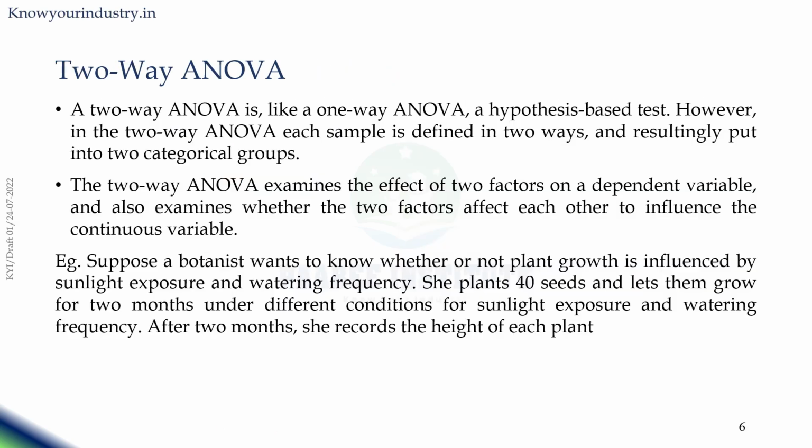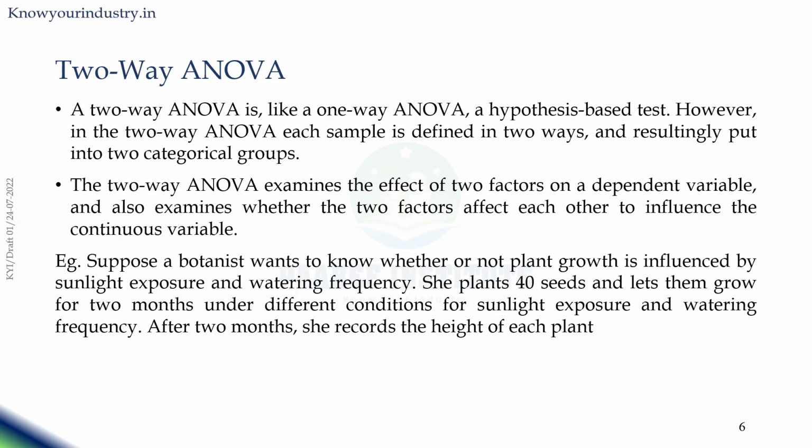Two-way analysis of variance. A two-way ANOVA, like one-way ANOVA, is a hypothesis-based test. However, in the two-way ANOVA, each sample is defined in two ways and consequently put into two categorical groups. The two-way ANOVA examines the effect of two factors on a dependent variable and also examines whether the two factors affect each other to influence the continuous variable.